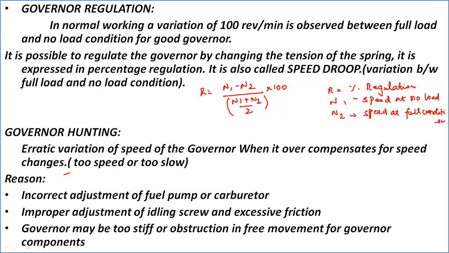Coming to governor hunting. What is governor hunting? It is nothing but the erratic variation of the speed of the governor. When the speed is too high or too low, there is sudden variation, and it overcompensates during the speed changes. Why does governor hunting occur? Because of incorrect adjustment of the fuel pump or carburetor, improper adjustment of the idling screw, and excessive friction. The governor may also be too stiff, most importantly, or there may be obstruction in the free movement of governor components. These are the reasons for governor hunting.